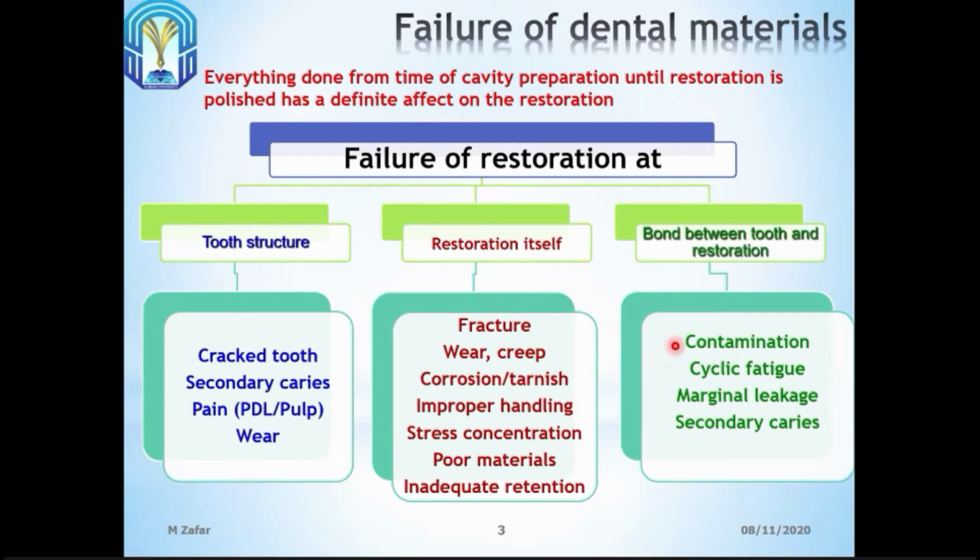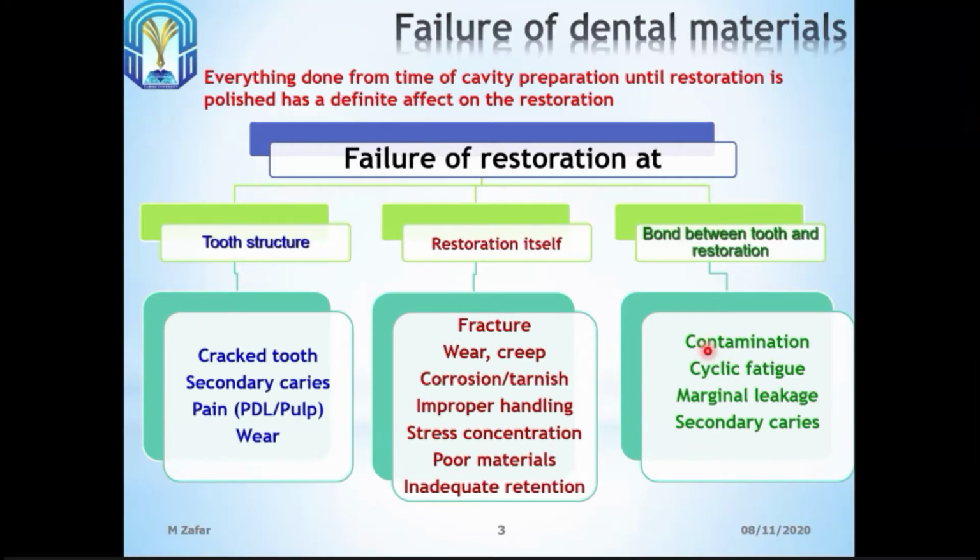So due to bad adhesion, there can be contamination, cyclic fatigue, secondary caries, marginal leakage. So they can also lead to failure of the material. So once we come across failure, we should understand that it can be from the tooth structure, it can be from the restoration itself, or it can be from the bonding or adhesion between the material and the tooth itself.